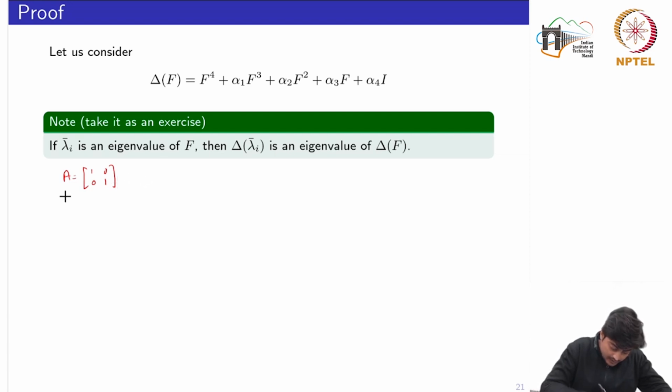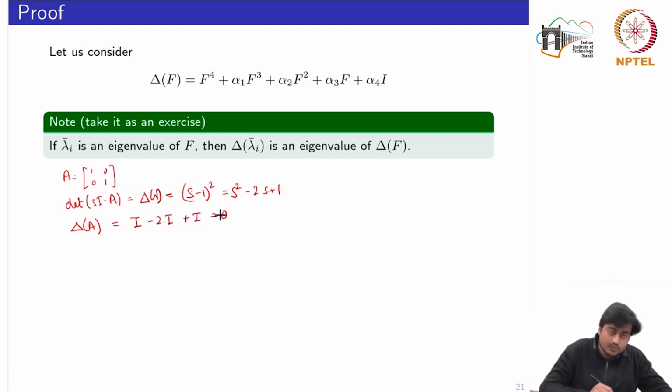The next step is to compute the determinant of SI minus A, which is delta of S, and it would be given by S minus 1 whole square, or S square minus 2S plus 1. Just for confirmation, we can verify that delta of A would definitely be equal to 0. So if I substitute S by the A matrix, we would have A square minus 2A plus an identity. So A square again would be identity, minus twice A, plus an identity. So it would definitely be 0.